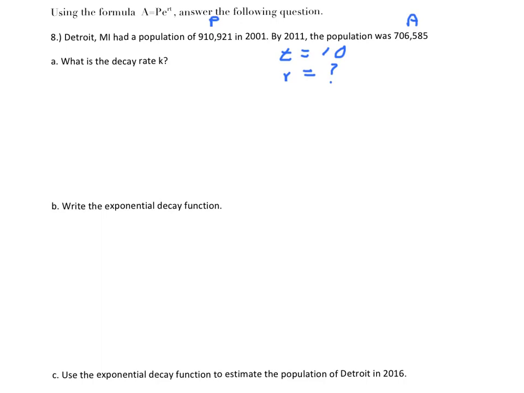So we have 706,585, and that equals 910,921 times e raised to the R that I don't know times time, which is 10 years. All right, now, in doing this one, remember we have to get this e to the 10R by itself. So what's the opposite of timesing by 910,921? Yes, dividing. So that's what we're going to do. We're going to divide this side and this side by 910,921.